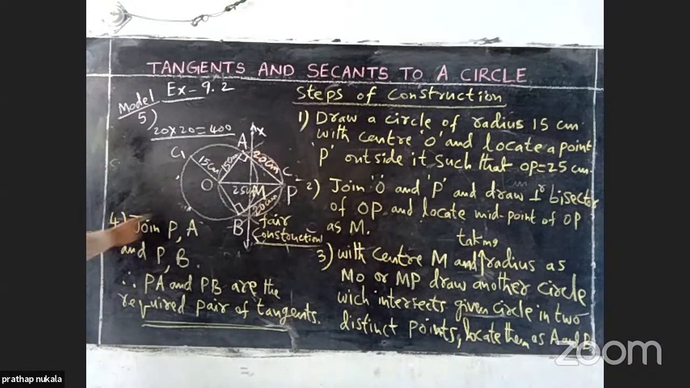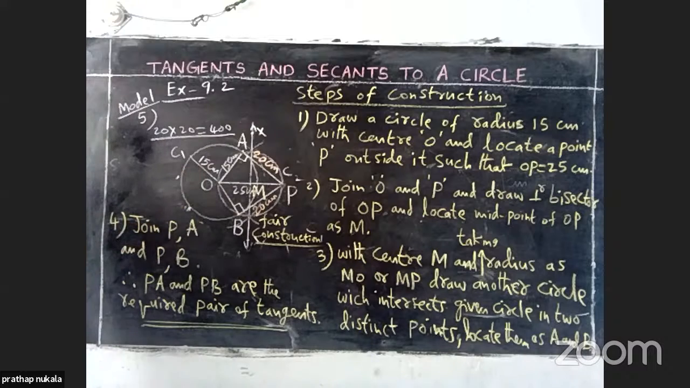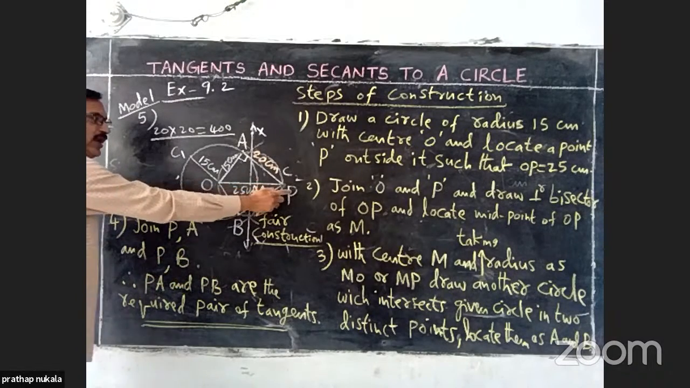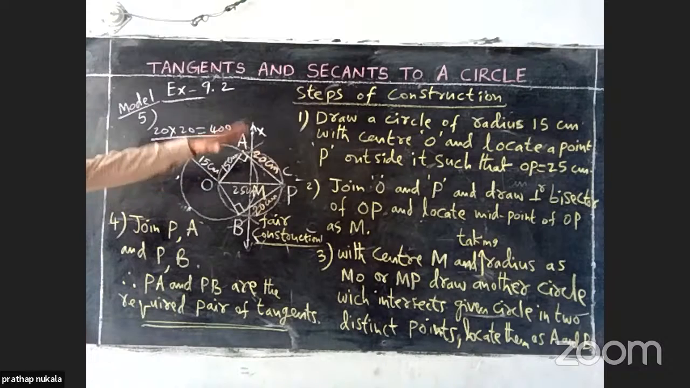Now, last step, join P and A, also join P and B. PA and PB are the required pair of tangents from the given external point P to the given circle. These are the steps of construction. Okay, construction is over.